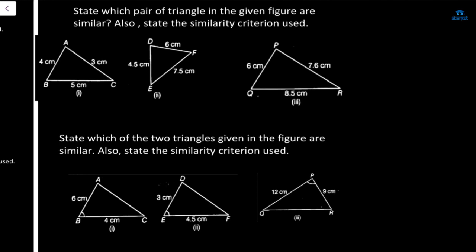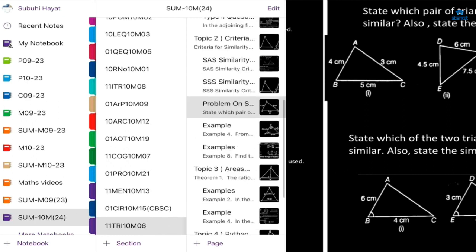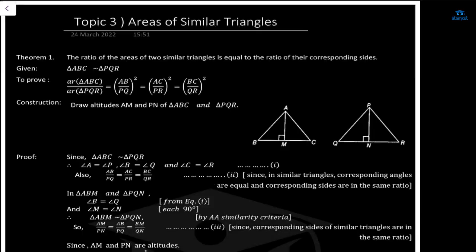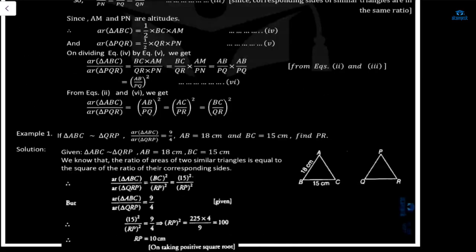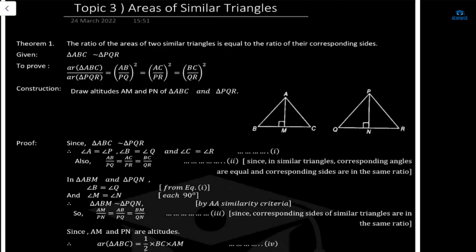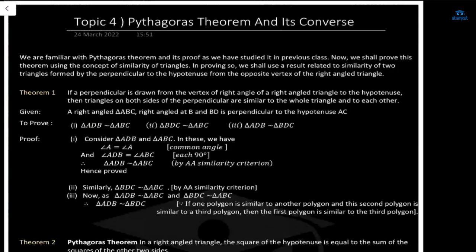In the next class, which will be on Thursday only, because tomorrow you are having a test, we will do 2-3 examples, then area of triangles. Area of triangles is not a big deal. Only one single theorem is there. This theorem is for explanation, but I'll tell you because sometimes it can be asked: the ratio of the areas of similar triangles is equal to the square of the ratio of the sides. This is the only one theorem, and some questions based on it. Then you have the Pythagoras theorem and its converse, which is also an important theorem.